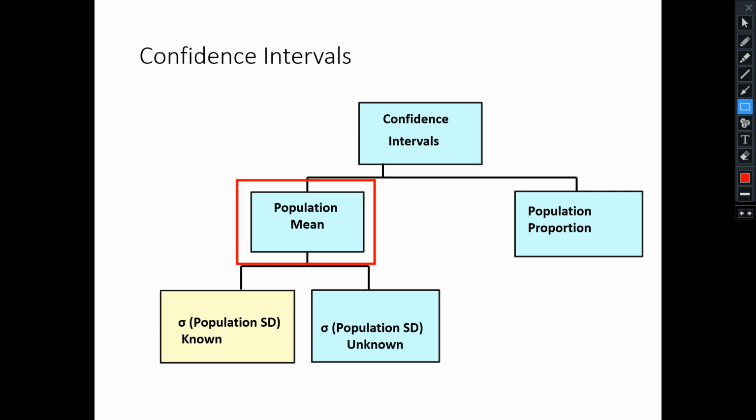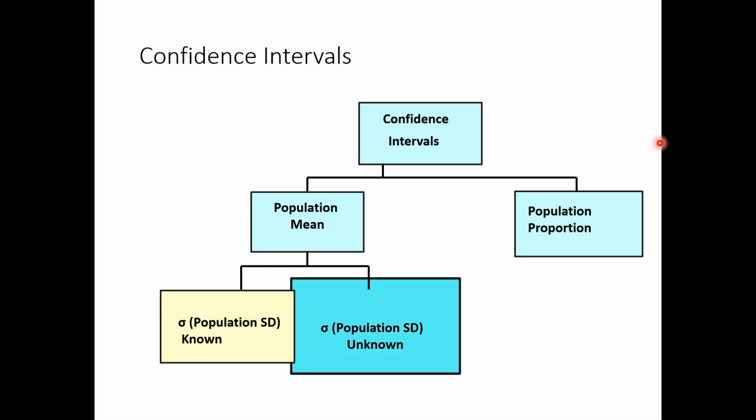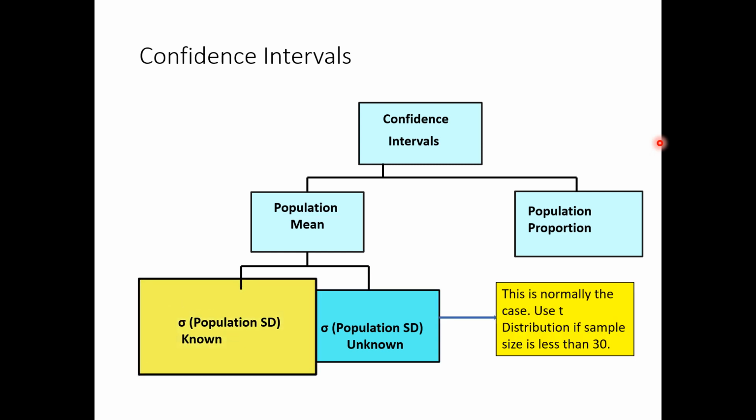We are going to be only interested in predicting the population mean. And when we are trying to predict the population mean, we are faced with two situations, and one is where the population standard deviation is unknown to us. This is going to be the case most of the time. So always remember, most of the time we don't know the population standard deviation. So this is the formula that we are always going to use. So this is normally the case.